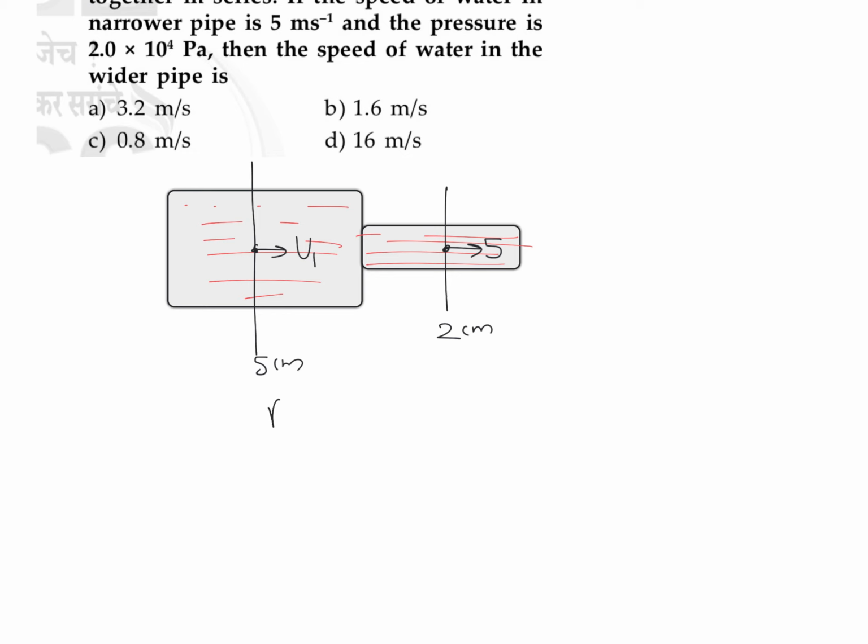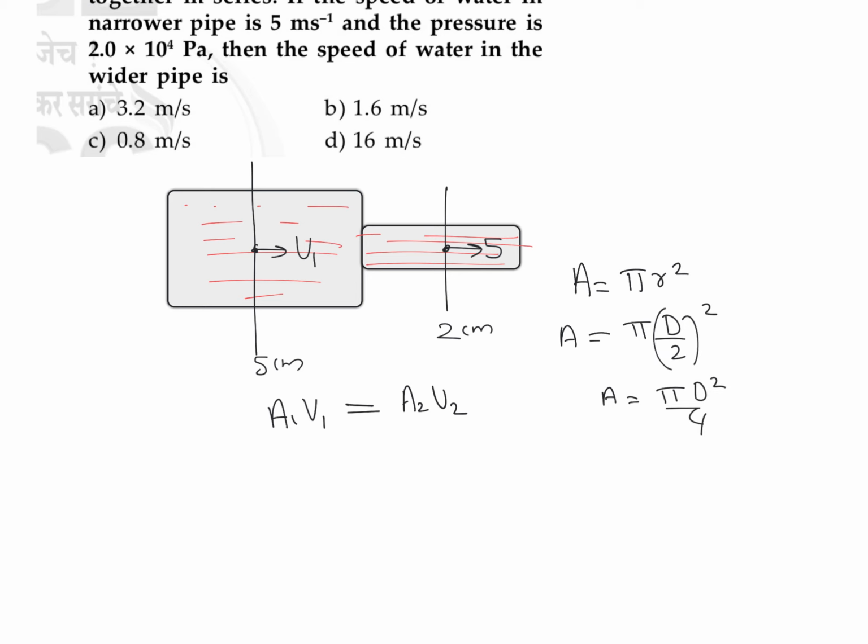So according to the continuity equation, for applying the continuity equation, no need to observe pressure. So we can write A1 V1 is equal to A2 V2. And instead of area, we can write area is equal to pi r square, and r is equal to d by 2. So we can write this as pi into (d by 2) the whole square, that is equal to pi d square divided by 4.